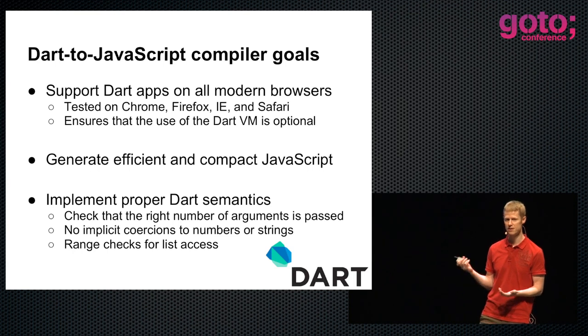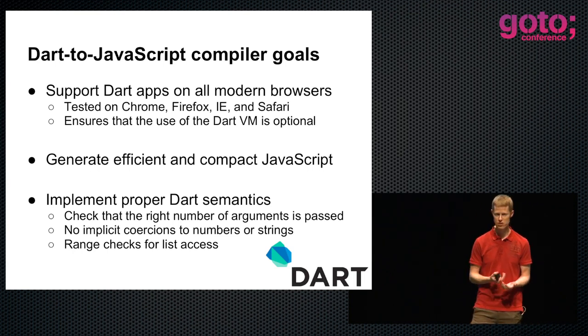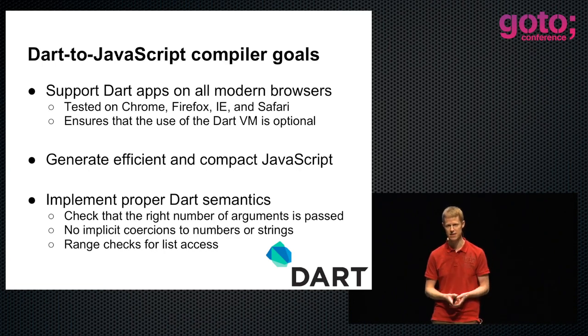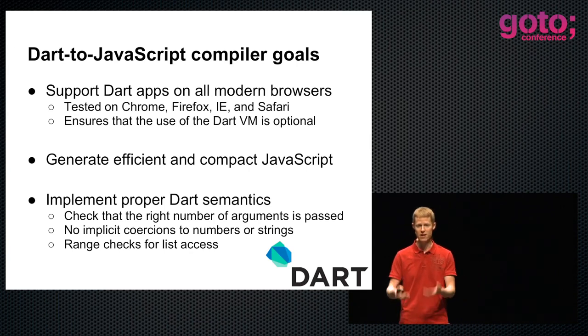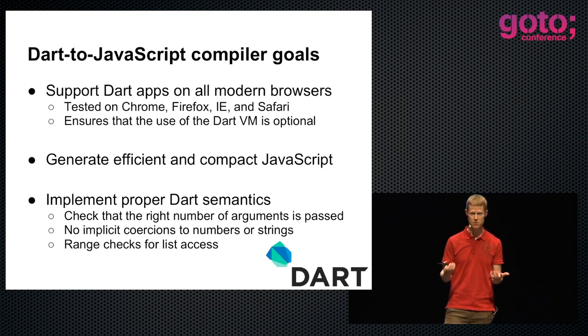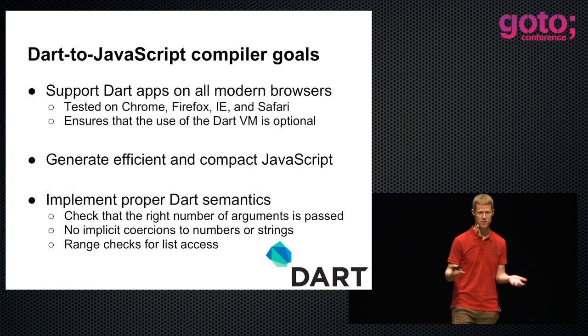The other big thing is JavaScript as a language doesn't have the notion of checking indexes when you access arrays and lists. So it's essentially anything goes. If you pass in an index that's not within range, you just get undefined out. That's not the Dart semantics. We actually want you to get an exception if you try to go outside the bounds of a list or an array.